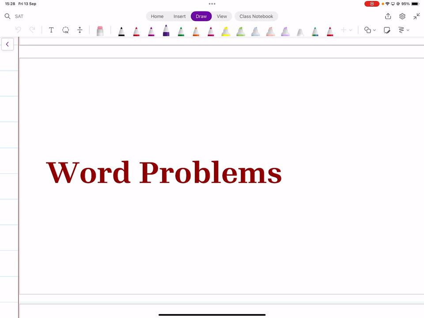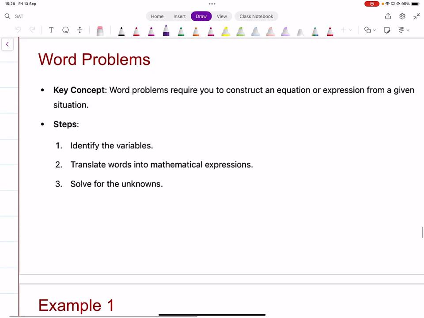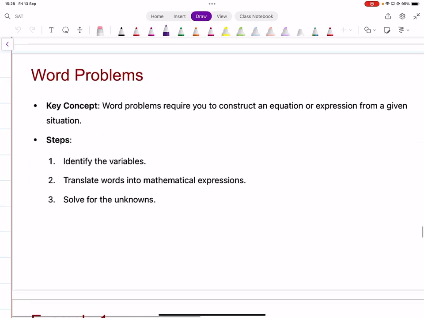So let's begin. The next section that we're doing is word problems, okay? Now, what are word problems? You'll have some situation given, and you would have to make an equation using that given situation and then solve that to find the answers to that particular problem.